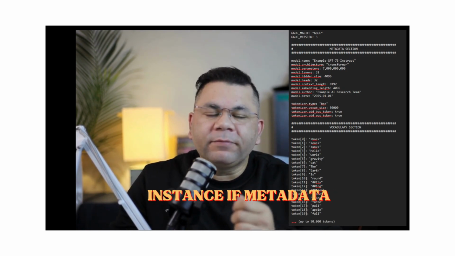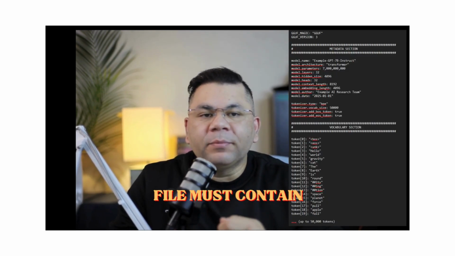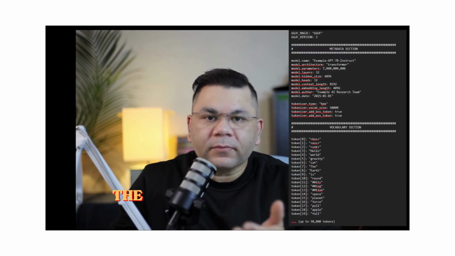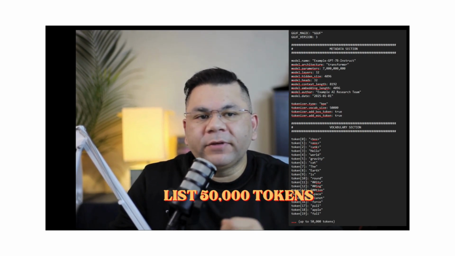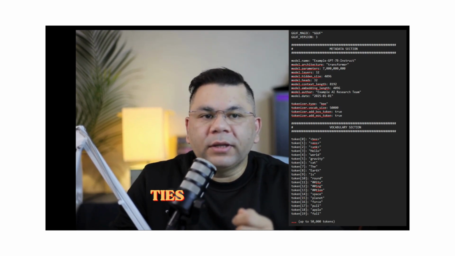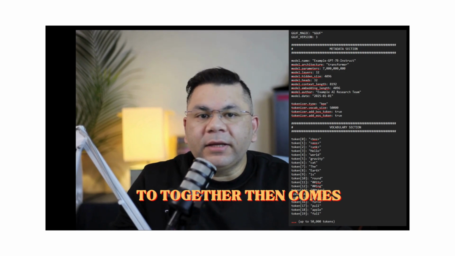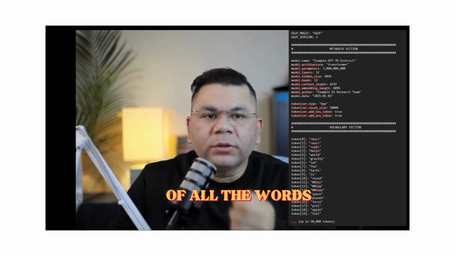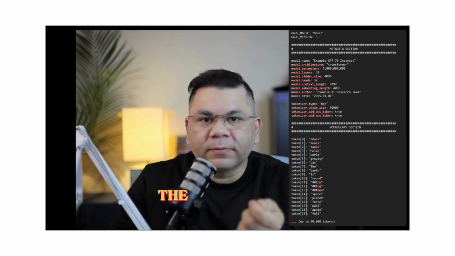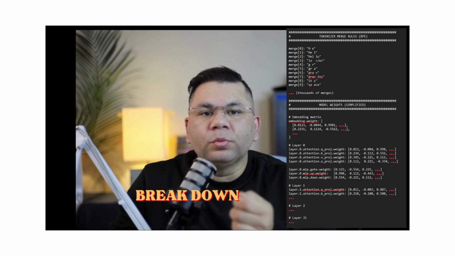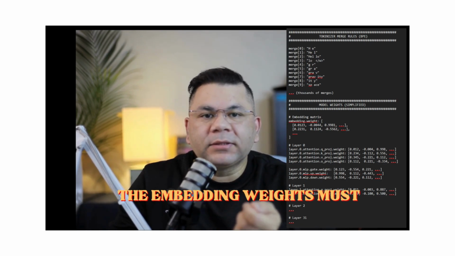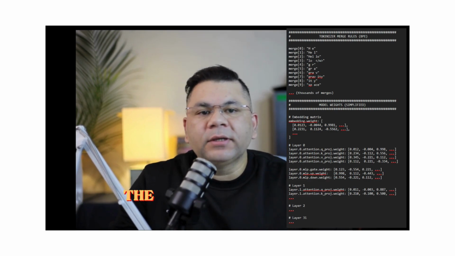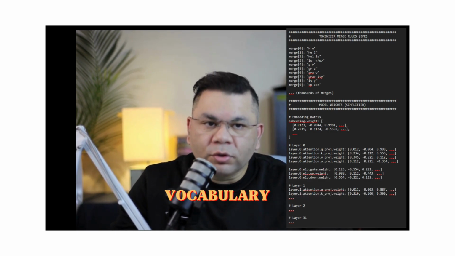For instance, if metadata says 32 layers, the file must contain 32 weights. If metadata says vocab size is 50,000, the vocabulary section must list 50,000 tokens. Metadata is the glue that ties all the sections together. Then comes vocabulary, the words the model knows. This is like the list of all the words or word pieces the model can use. The tokenizer uses this list to break text down into tokens. The embedding weights must have one row for each token. So if the vocab size is 50,000, the embedding matrix must have 50,000 rows.